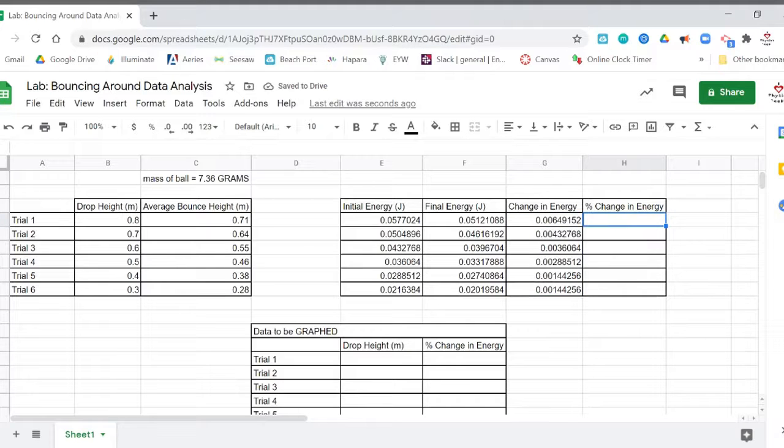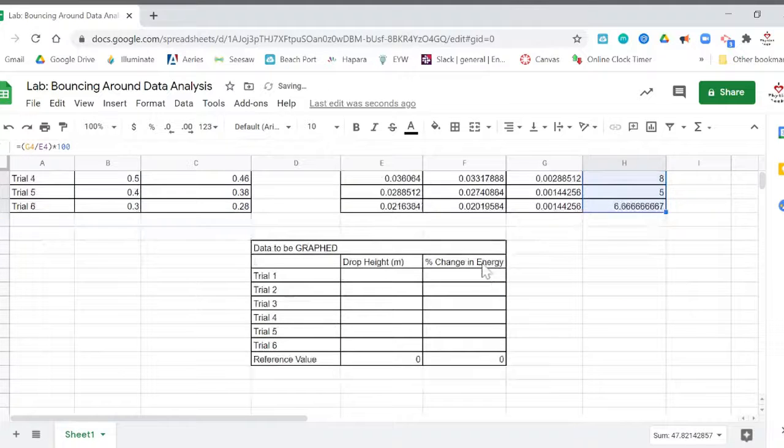So this is the change in energy compared to the initial energy you had. So that is going to be your change in energy divided by your initial energy. So I'm going to say equal my change in energy divided by, so slash, my initial energy. And I'm going to go ahead and multiply that by 100 because I want a percentage value. There we go, 11.25%. Okay, so I'm going to go ahead and drag that down.